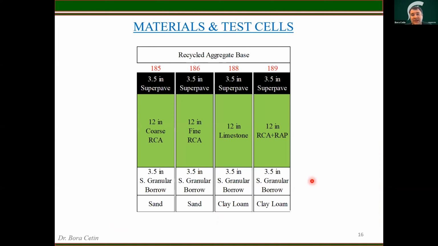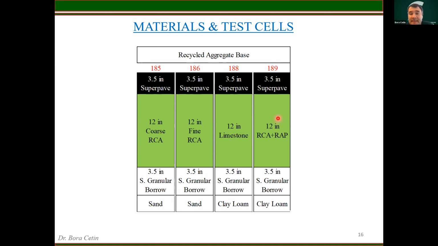I have 11 test sections, but today I will focus on the recycled aggregate based test sections. The test sections on that facility are all built with a 3.5-inch thick asphalt layer on top of 12-inch thick base materials, with this green base material being where we focus. We have a 12-inch thick coarse RCA base, a 12-inch thick fine RCA base, and a 12-inch thick high quality limestone material as a control to check how the coarse RCA and fine RCA test sections work compared to the limestone test section.